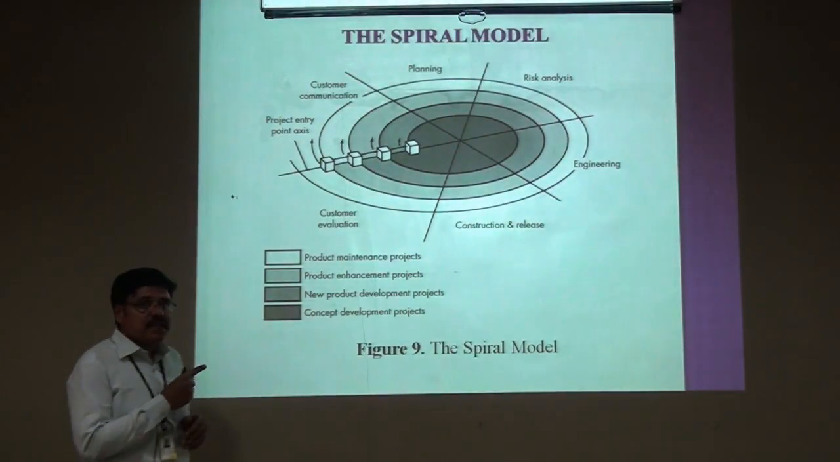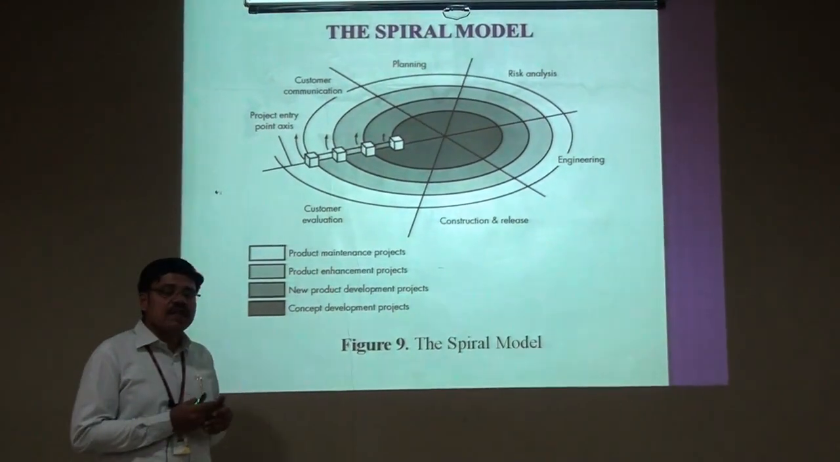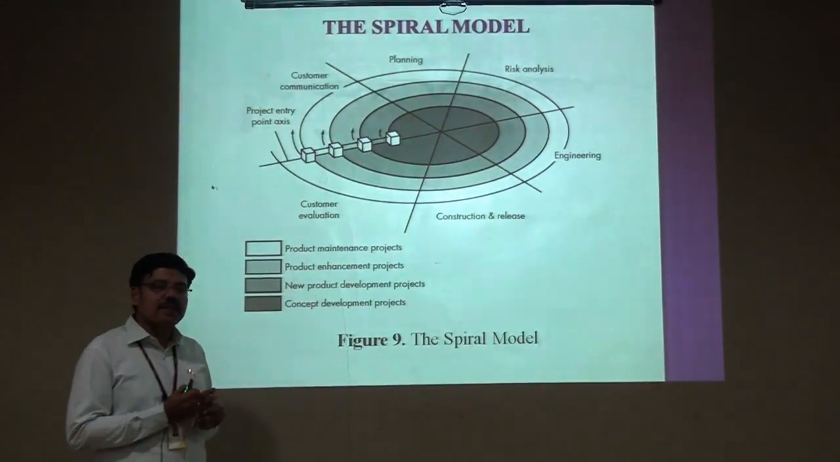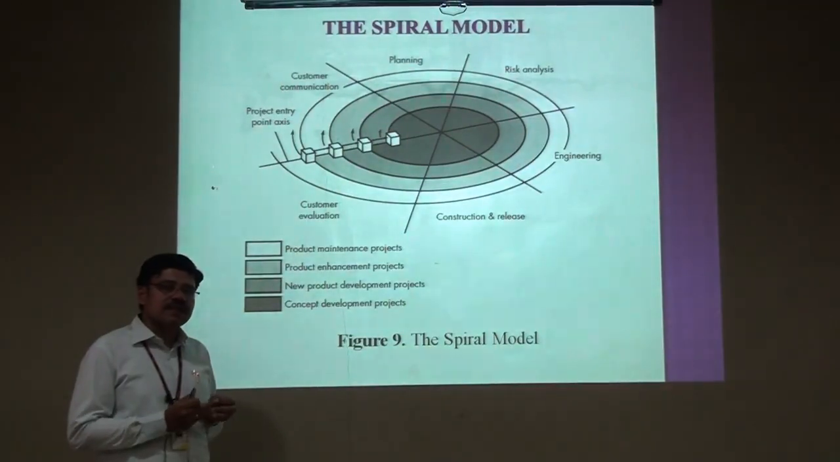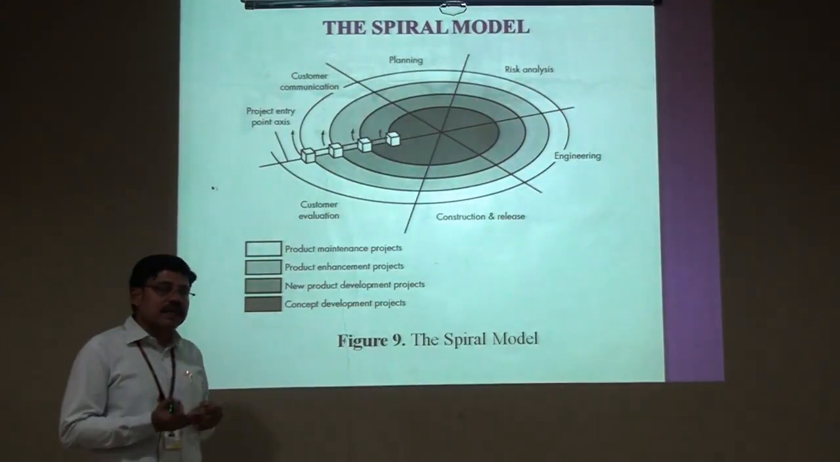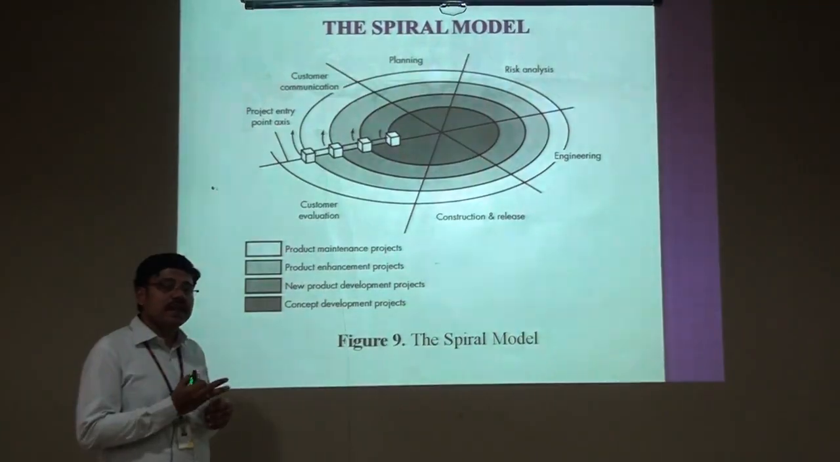The first task region is customer communication. Here we gather the requirements and then move on to the planning phase. In the planning phase, we plan the budget, the resources, and the schedule, and we come out with the SRS. After getting this SRS, we perform risk analysis.